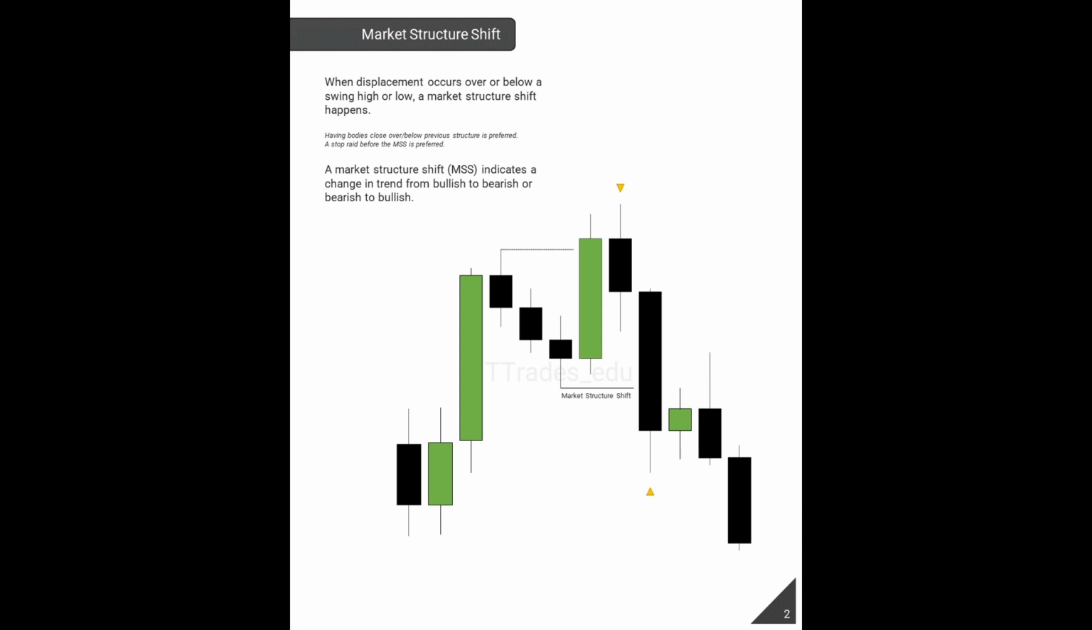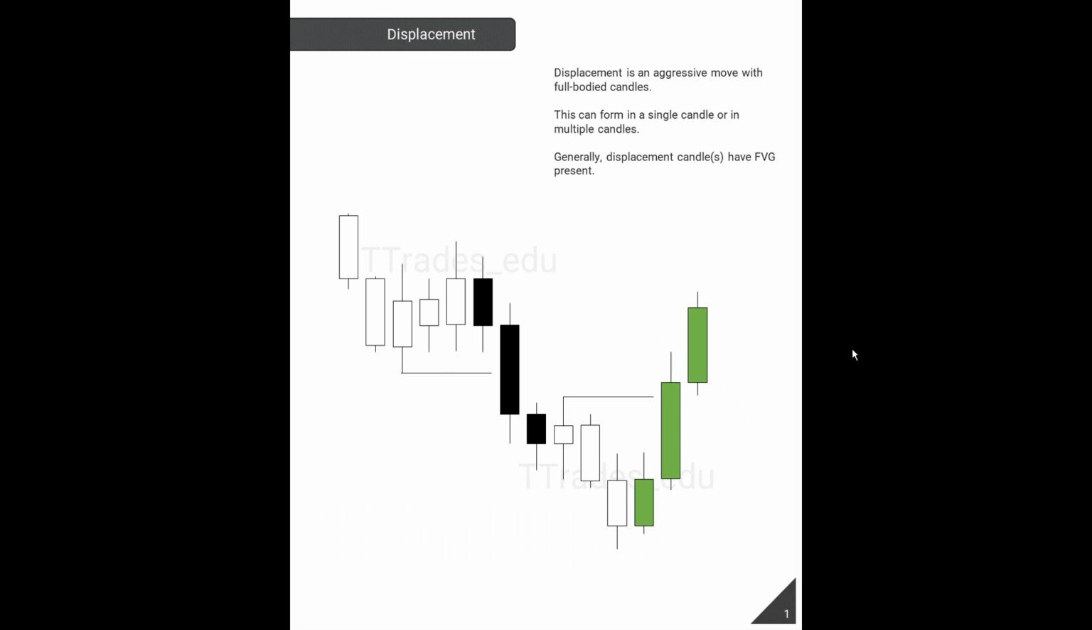we'll go to a liquidity sweep or displacement, just so you guys know. Displacement is basically an aggressive move up with full body candles, and this can form in a single candle or multiple candles. Generally, displacement candles have a fair value gap present, and that's a very good indicator. Whenever there is displacement, there will most likely be a fair value gap there, and as you can see, it's drawn out here.